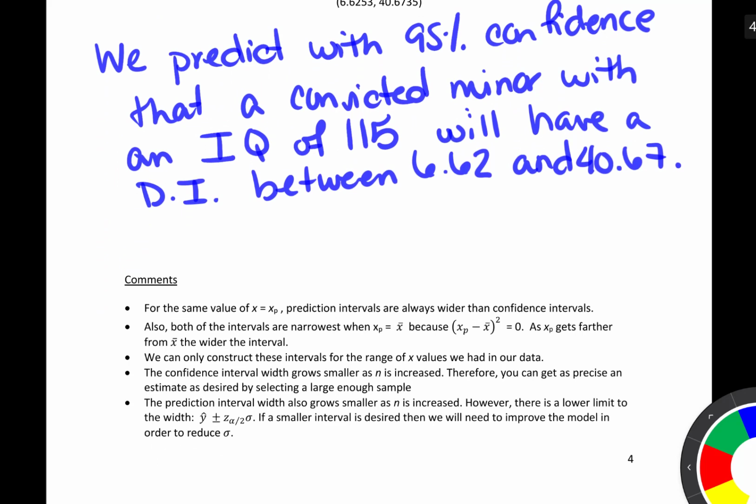And so a couple comments here. For the same predicted value of x, the prediction intervals are always going to be wider than the confidence intervals. With the confidence intervals, we're talking about what's happening on average, so we're able to control that variability. When we start talking about individuals, there's a lot more variability that we have to account for. And so what happens is our intervals end up getting wider. And so take a moment, read through these comments here.